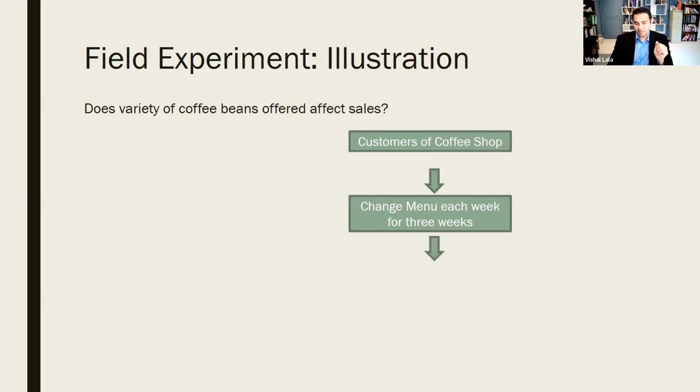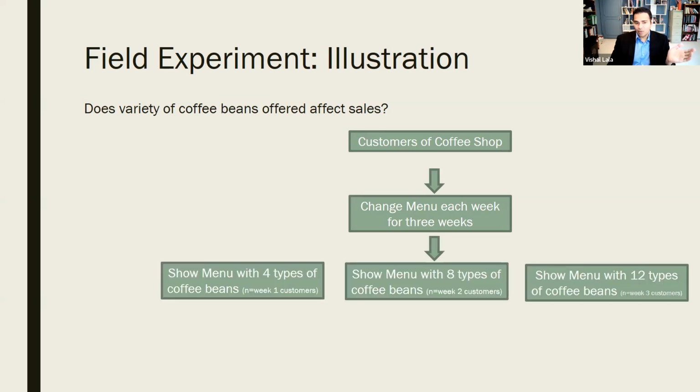field experiment. And then in week 1, we have a menu with 4 types of coffee beans. In week 2, we've got a menu with 8 types of coffee beans and 12 for week 3. The sample for each of the 3 weeks will be week 1 customers, week 2 customers, week 3 customers. So we've done the first 3 things here. We did random sample, then we did random assignment, and third, we examined the factor with 2 or more levels. Lastly, we measure sales of coffee beans.